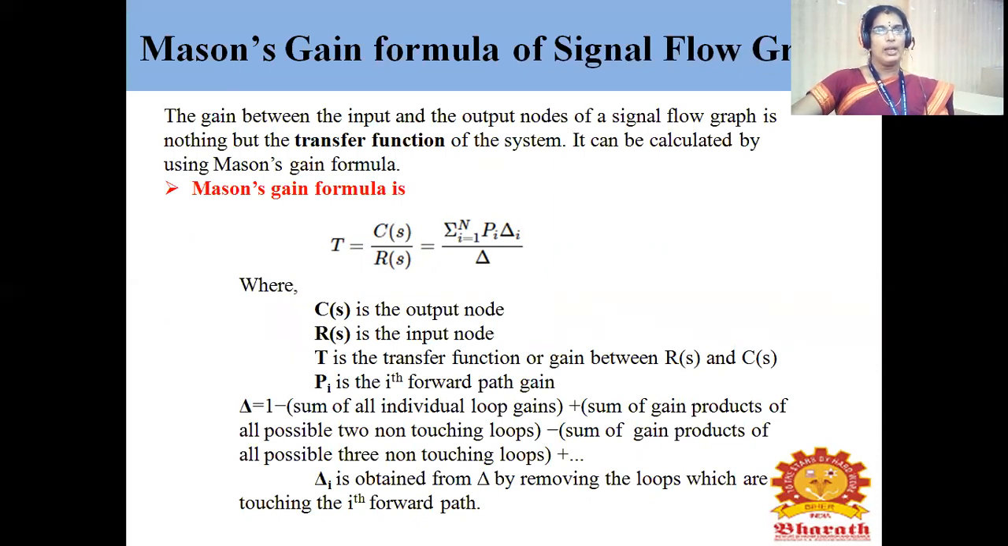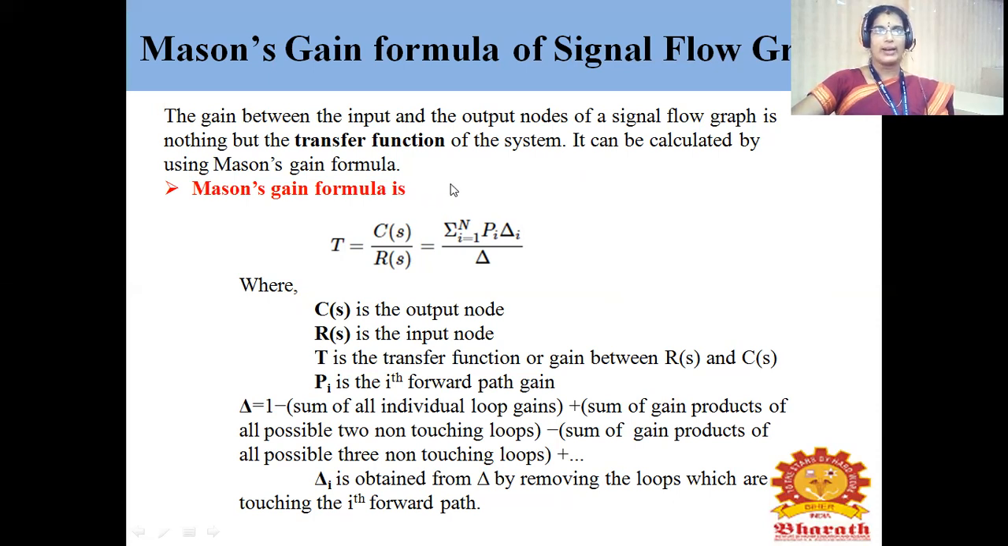Now let us move to Mason's gain formula. This gain formula was found by a person named Mason, so only he is named like that, Mason's gain formula. What is the use of Mason's gain formula? This formula is used for finding the transfer function of any system graphically. The gain between the input and the output nodes of a signal flow graph is nothing but the transfer function of the system. It is calculated by using Mason's gain formula.